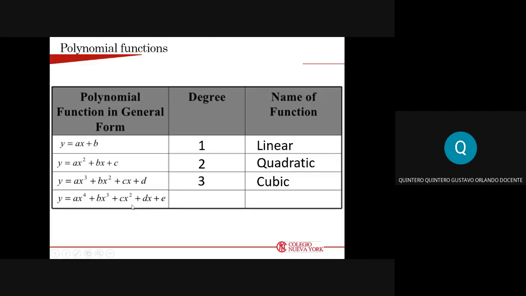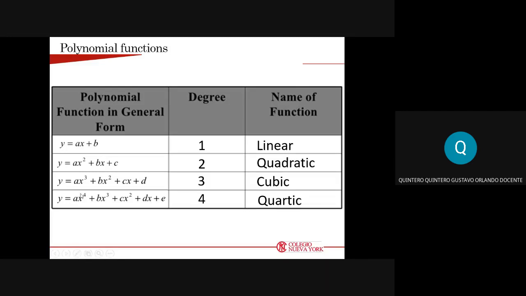This polynomial function has a degree of 4. Nico Parra and Danny Ruiz, you guys are correct. The degree is 4. Why? Because the biggest exponent is 4. And how do we call this function? The name of this function is quartic. Quartic function.